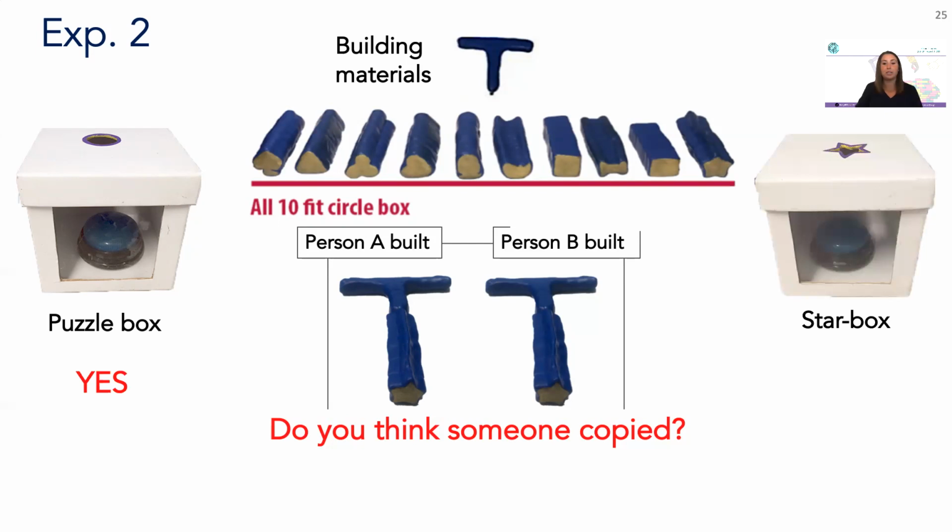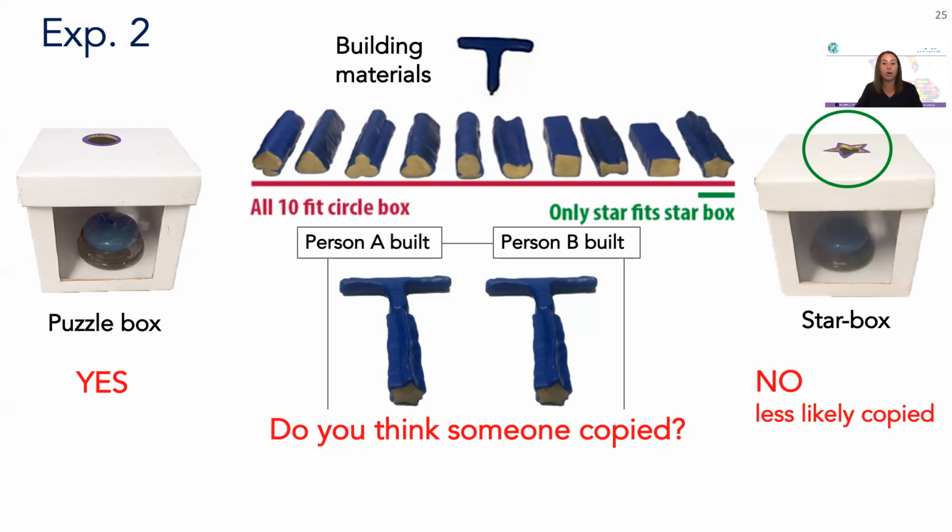Now imagine that people had been solving this puzzle box instead. The hole here is shaped like a star, and crucially, only one of the 10 rods actually fits. The rest of them wouldn't work to solve the puzzle. In this case, even though the tools are identical, you wouldn't think someone copied because there's only one good solution. To realize that, you have to think about the building process and about the constraints on which pieces would and wouldn't work. So if children are using inverse planning, they should say that copying occurred less often when they were building tools to solve the star box than the circle box. In contrast, if they're instead just considering how similar the tools look, they should give similar answers in both cases.